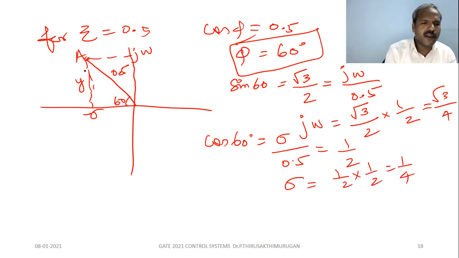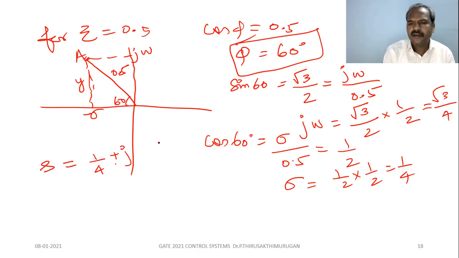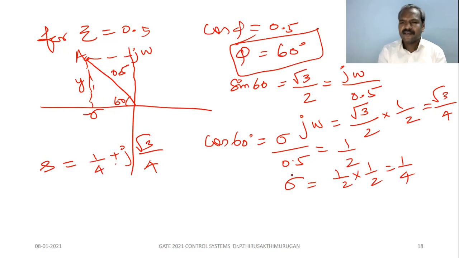So what is this point? The S point is equal to 1 by 4 plus j root 3 by 4. Understand? So let us find the coordinates for the point A. We can now use the relation to get the solution. What is the relation? k into GH of s equals 1 for varying value of s.